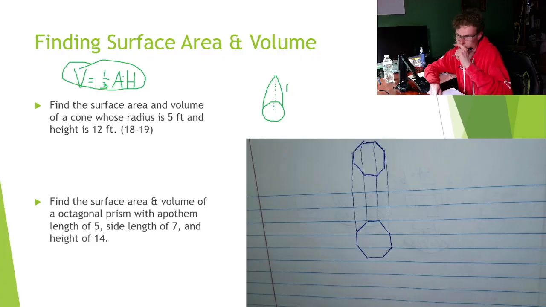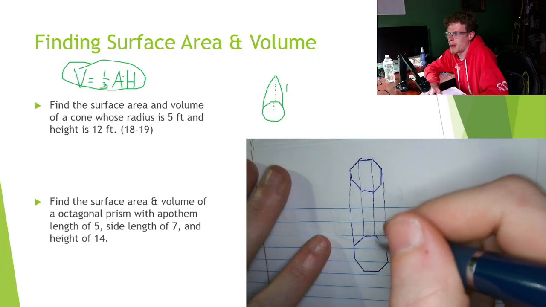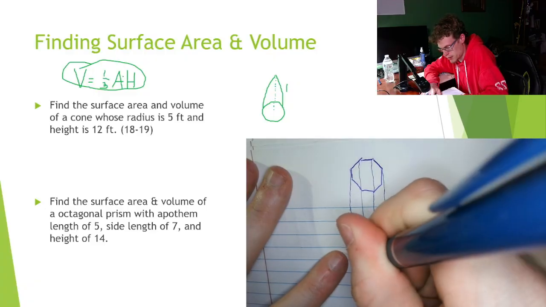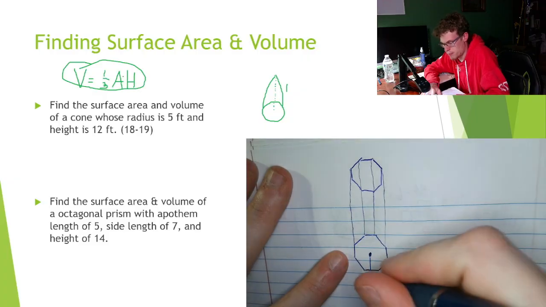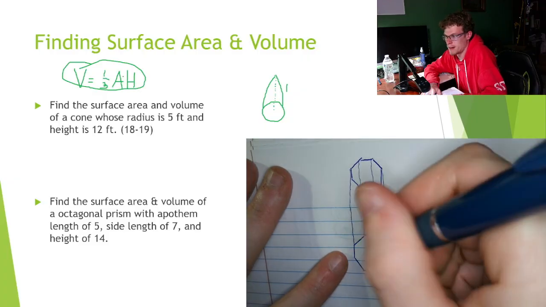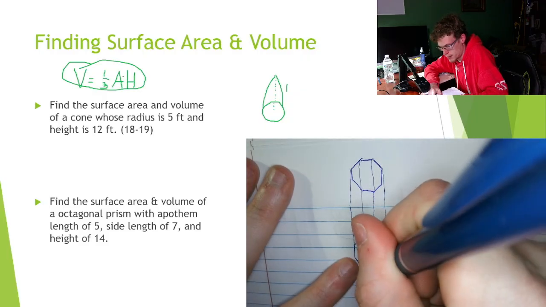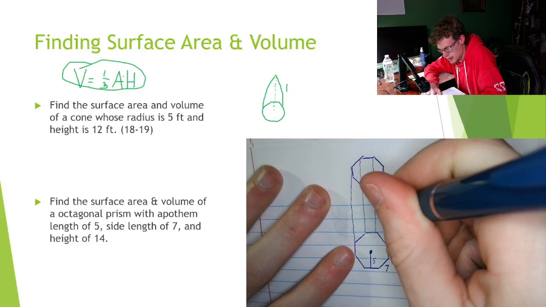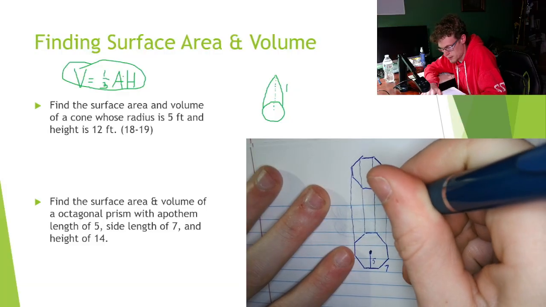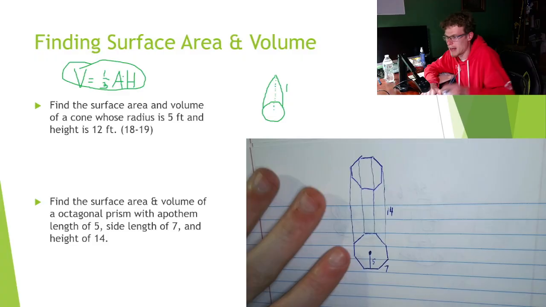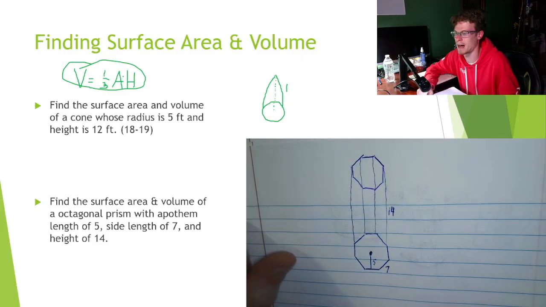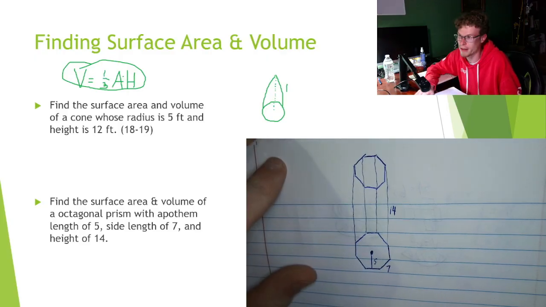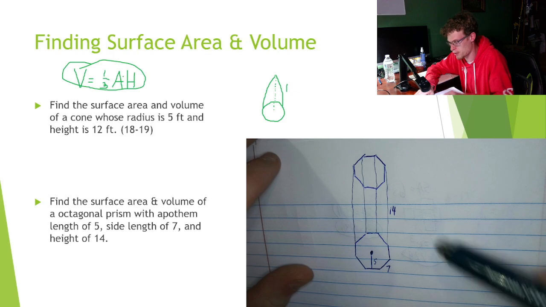So, we know that the octagonal prism has an apothem length. Again, what is your apothem? Your apothem goes from the center of a shape to the middle point of a side. Your apothem length is 5. Your side length on your octagon is 7. And your height is 14. Now, a net for an octagonal prism is just going to be really, really complicated. So we're going to probably dodge that for this point. It does work. You can do it if you'd like to. But I'm going to do the mathematical way.